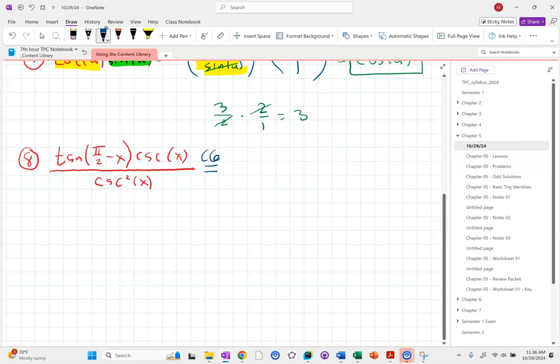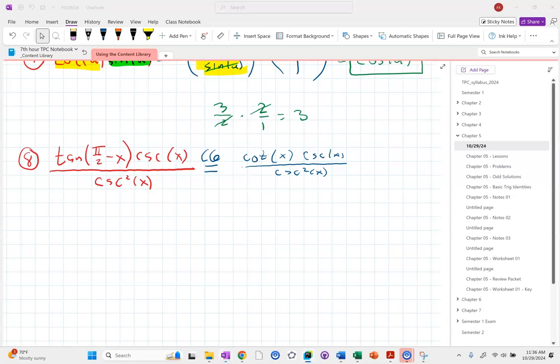So that's going to allow us to replace tangent of pi over 2 minus x, which is cotangent x. So that's good. Now all the inner parts are the same. That's a good identity thing to do.